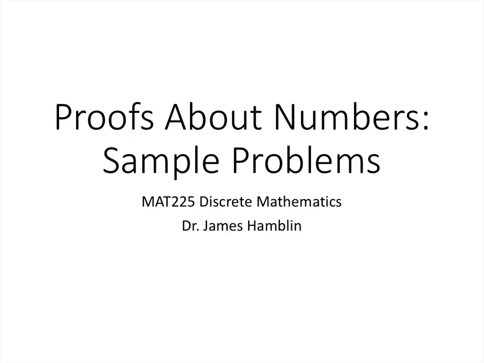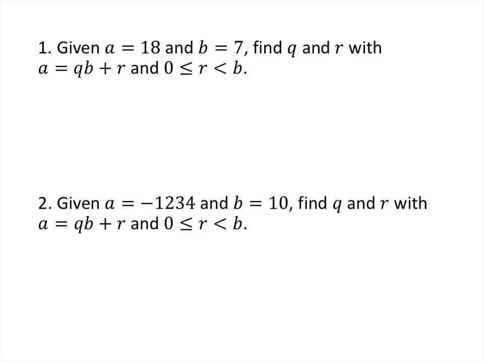In this video, I'll work through some sample problems with proofs about numbers. First, we have a couple of problems where we're practicing with the division theorem. So the division theorem just talks about quotients and remainders. It says when you have any two integers where the second integer is positive and not zero, you can divide the first number by the second number and you get a quotient and a remainder.